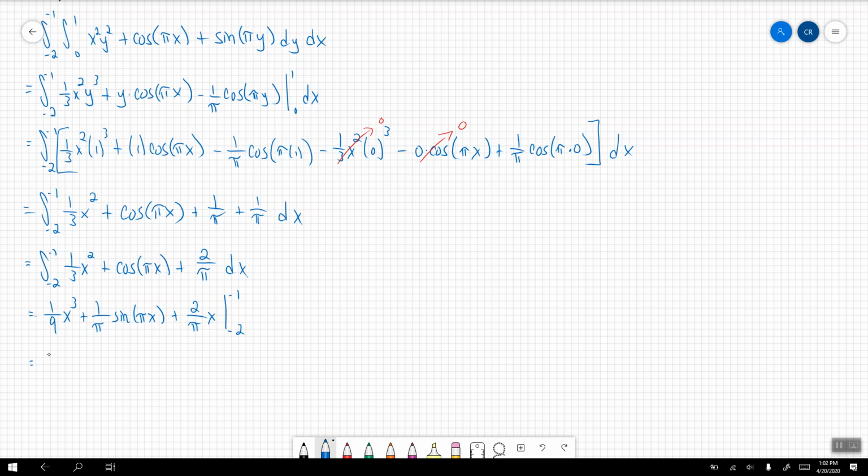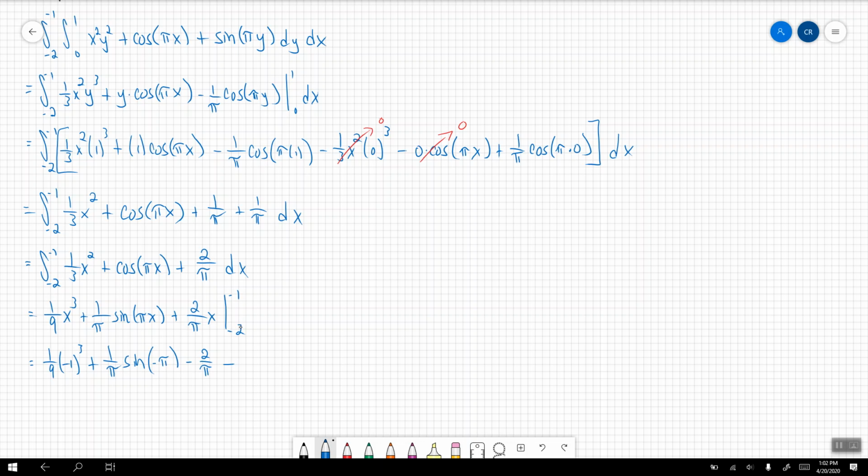All right, let's go through. That's going to be 1/9, -1 to the power of 3 plus 1 over pi times sine. This is going to be multiplied by -1, so I'm just going to write it in as negative pi minus 2 over pi because it's evaluated at -1, and then subtract out the rest.